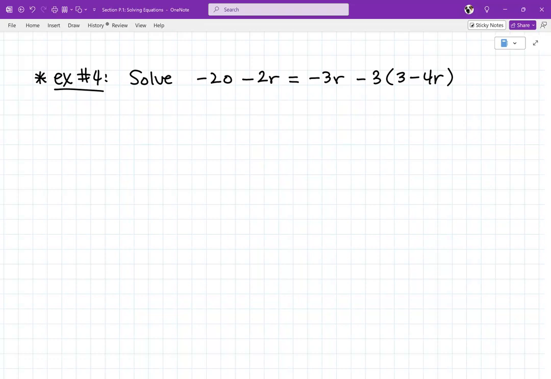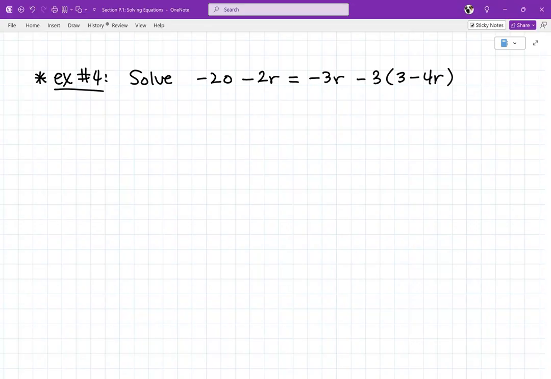You can see they're getting a little bit more long in terms of processes, right? But they're not getting more difficult. It's just more distractions, right? A lot of people call these distractors. They're trying to keep you from getting an answer by making you do more math, okay? So that's kind of what's happening. You notice the left side is pretty simple, negative 20 minus 2r, no big deal. But the right side, I'm going to have to distribute and eventually combine stuff, okay?